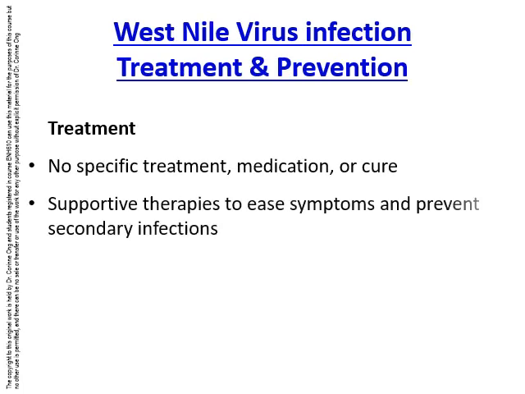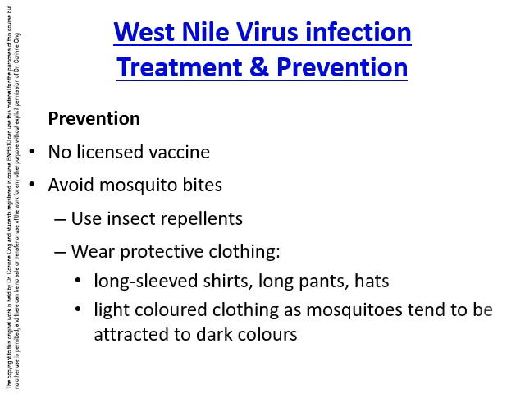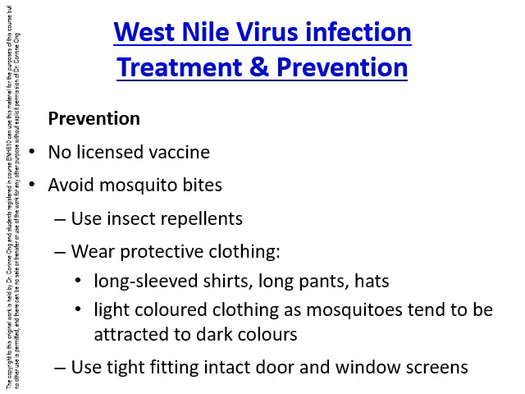There is no specific treatment, medication, or cure for West Nile virus infections, and supportive therapies such as analgesics can be provided to ease symptoms and prevent secondary infections. Since there are also no vaccines available right now, the best prevention strategy is to avoid mosquito bites by using insect repellents and wearing protective clothing such as long sleeve shirts, long pants, and hats which are light colored as mosquitoes tend to be attracted to dark colors.